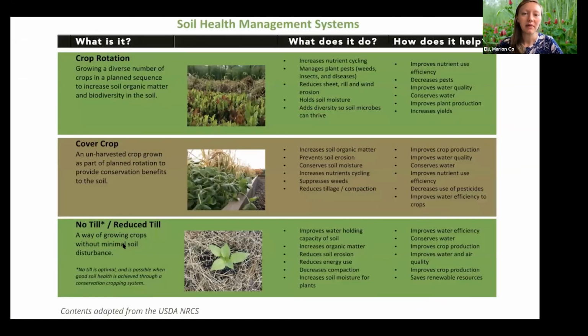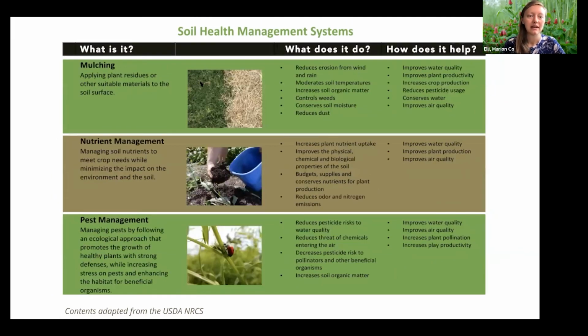We typically break out these practices into what we refer to often as soil health management systems. You may have heard conservation cropping systems, and primarily I like to hit on crop rotation, cover cropping, no-till or reduced tillage, as well as mulching, nutrient management, and then pest management. And primarily for this, I'll talk about cover cropping and mulching and try to hit on a few of the others too.